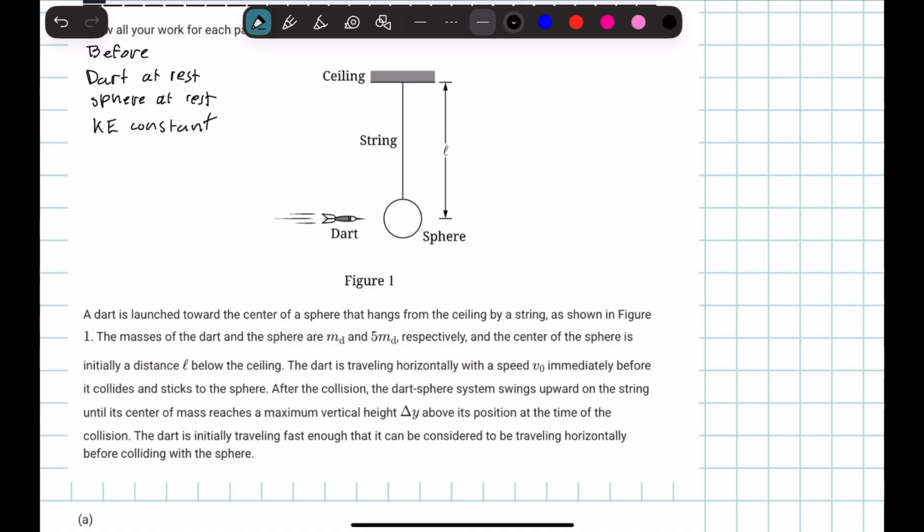After the collision, the dart-sphere system swings upward on the string until its center of mass reaches a maximum vertical height of delta y above the position at the time of the collision. The dart is initially traveling fast enough that it can be considered to be traveling horizontally before colliding with the sphere. So what are we answering?